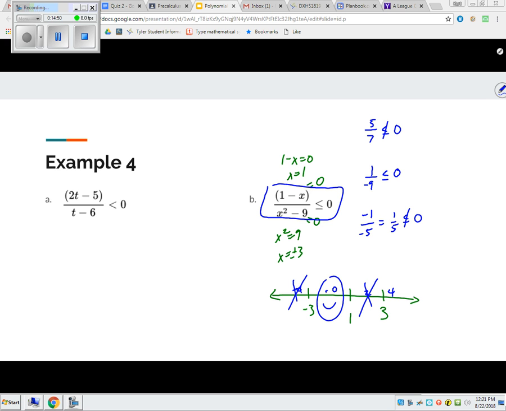Finally plugging in 4. 1 minus 4, this one up here is -3. And down bottom, 16 minus 9, 7. That is less than or equal to 0 because I got something negative. Oops, I got a happy face. So my regions where this works are between -3 and +1, and between 3 and +infinity.